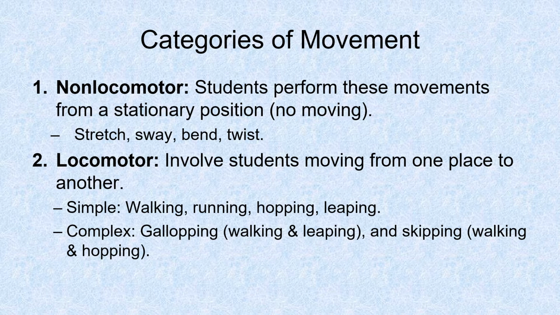Now, the second classification, a locomotor activity, involves students leaving their seat and moving from one place to another. We have simple activities like walking and running, and hopping and leaping, but there are also some complex locomotor activities. A gallop really involves two different skills, walking and leaping at the same time. The complex activity of skipping really involves walking and also hopping at the same time.